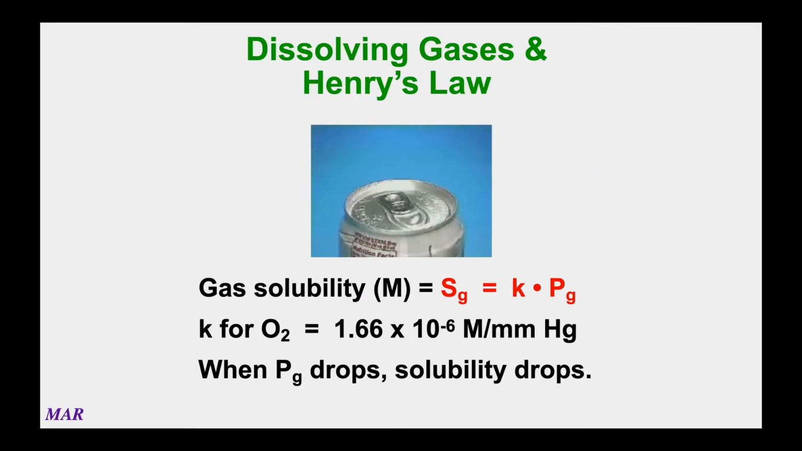This is an example of a K constant. This is for oxygen. Oxygen dissolved in water has a K of 1.66 times 10 to the minus 6 molar per millimeter of mercury. So you can actually use this. If you multiply it by the partial pressure of the oxygen in there, you can find the solubility of the gas.